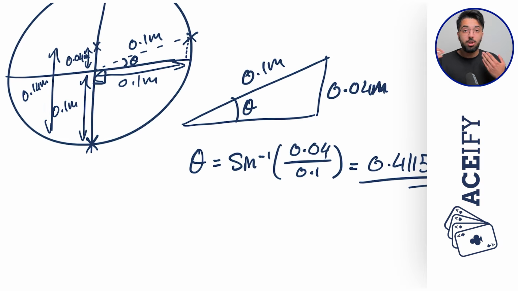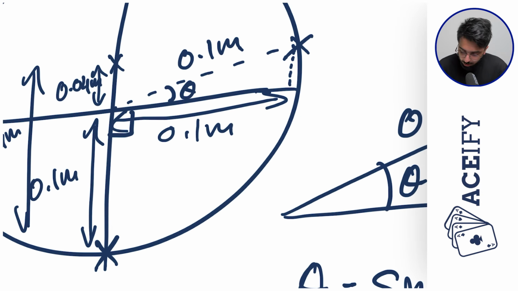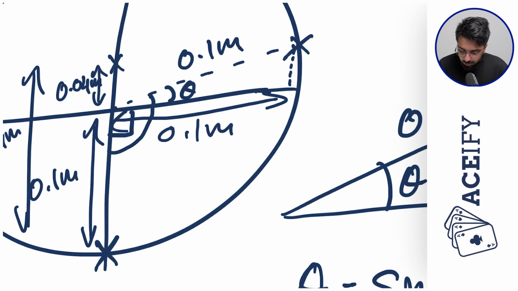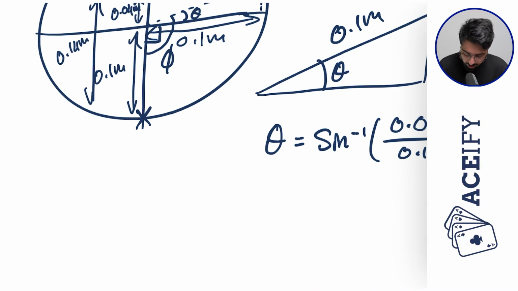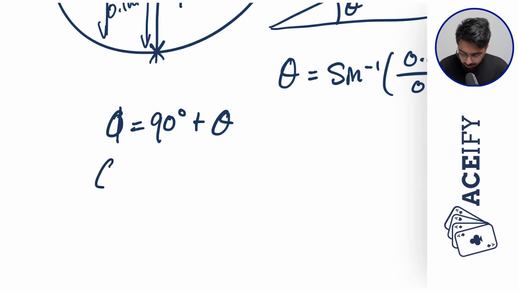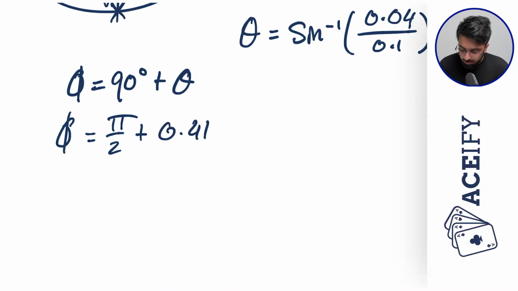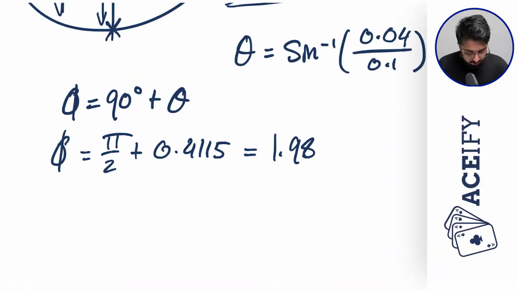However, that is not the total angle that our toy has turned through. We started from over here, and then we progressed all the way up here. Therefore, we travel this entire angle, which we can call phi. As you can see here, we have a right angle triangle, so our phi is equal to 90 degrees plus our theta. To put that into radians, we have pi over 2 plus our theta, which was 0.4115. Therefore, our phi is 1.98 radians.